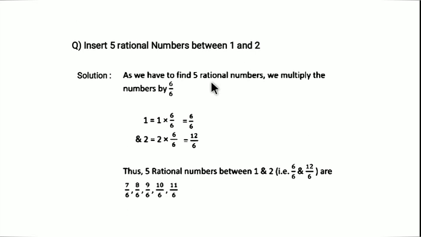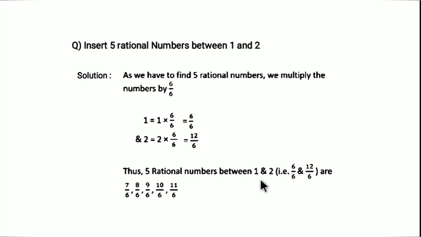There is one more alternative method to find the rational numbers between two given rational numbers. Here we have to find rational numbers between 1 and 2. We will make a common denominator. Here the denominator is 1 already. We will find the equivalent fractions. 1 into 6 upon 6 is equal to 6 upon 6. 2 into 6 upon 6 is equal to 12 upon 6.